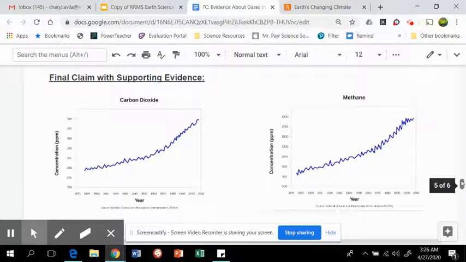A final claim with supporting evidence. Looking at our graphs, carbon dioxide, methane. Let's look at about 1920, when we just said that the global average temperature started increasing. Carbon dioxide at that point was increasing.